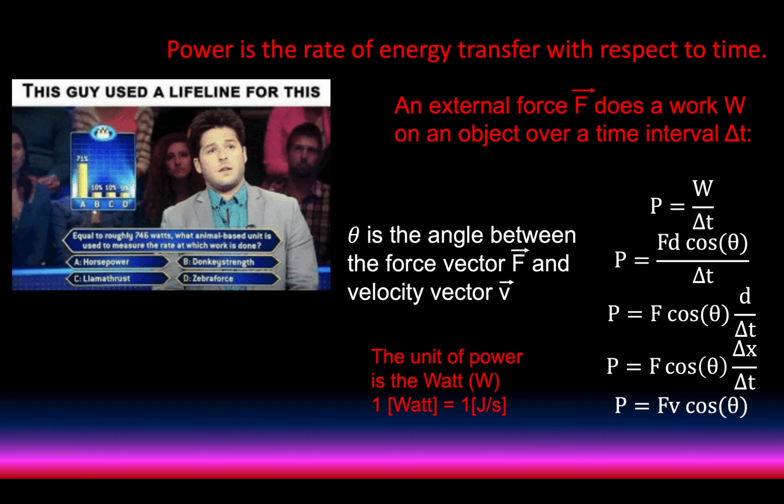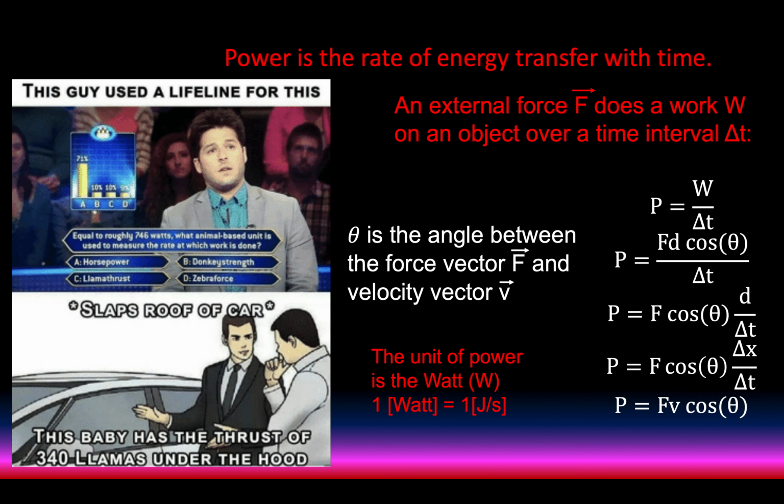And in the imperial system, the unit of power is the foot-pound per second, or sometimes the horsepower.